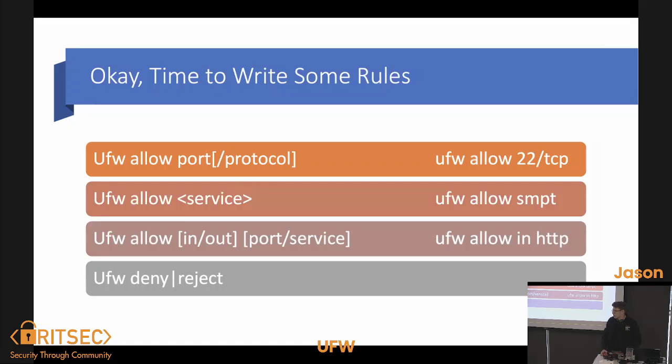So now, let's write some rules. To keep it pretty simple to start out, we can do a UFW allow port. So we can do UFW allow 22 for SSH. We can specify TCP because SSH uses TCP.